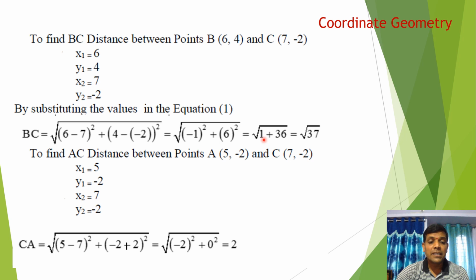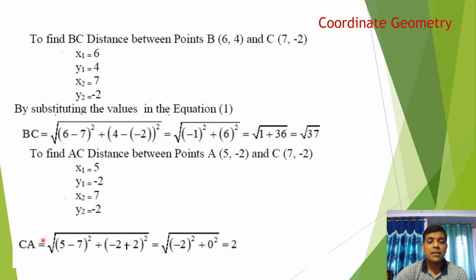So let us find the distance between A and C. What are the points of A and C? A is (5, -2) and C is (7, -2). So write down the coordinates: x1 equals 5, y1 equals -2, x2 equals 7 and y2 equals -2. So replace the coordinates in the given distance formula. We know that the distance formula is square root of (x1 minus x2) whole square plus (y1 minus y2) whole square.